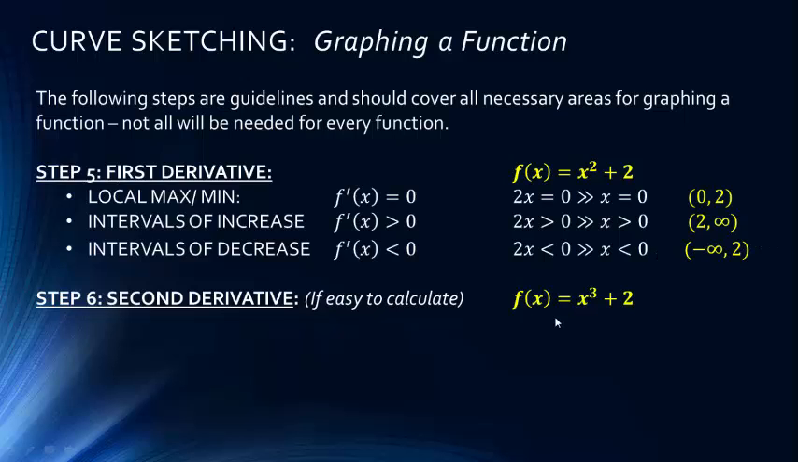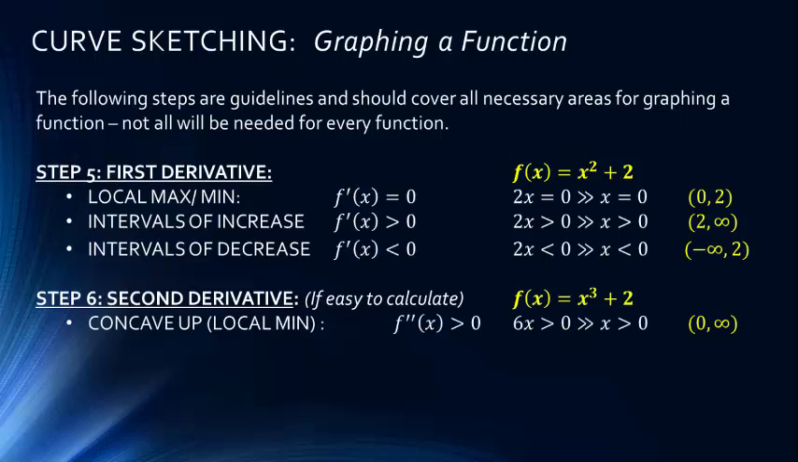Okay. Then we look at the second derivative. Remember, the second derivative tells us about concavity and also about points of inflection. So the first thing we're going to do is take the second derivative. The first derivative is 3x squared. The second derivative is 6x. Now we can try to figure out where this is concave up and concave down.